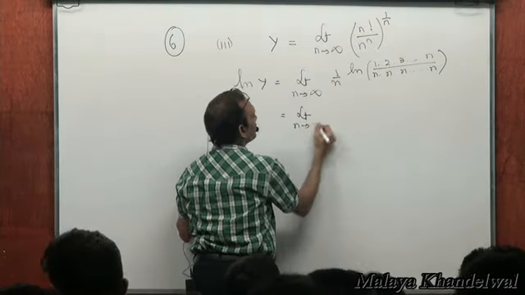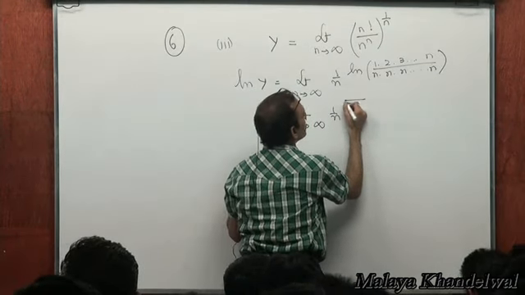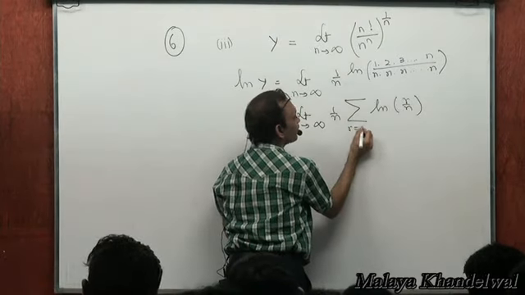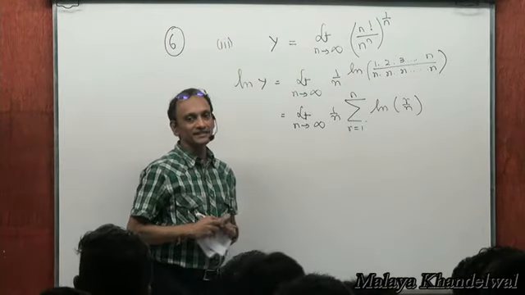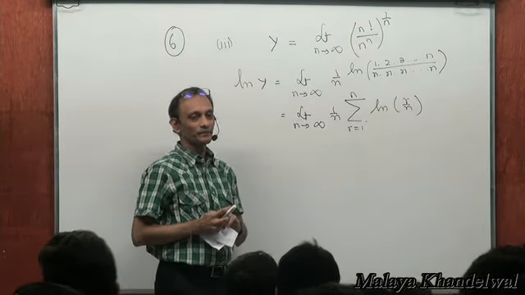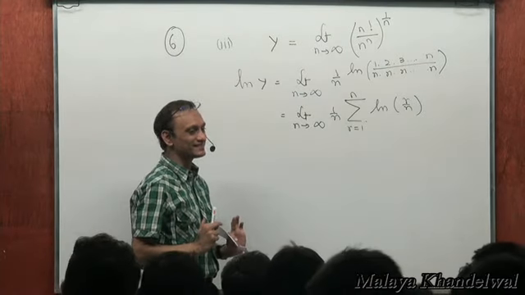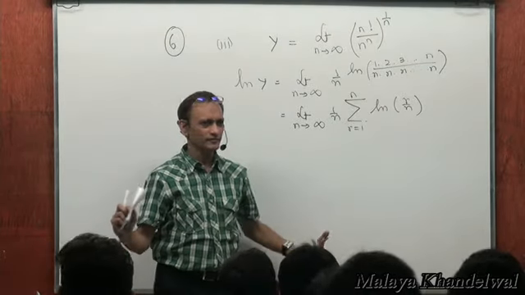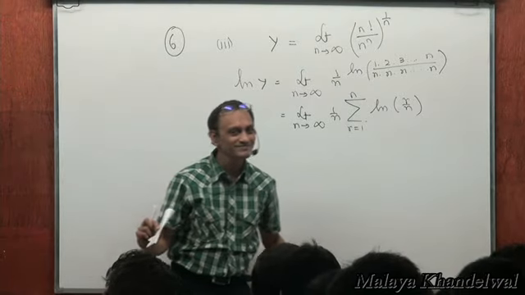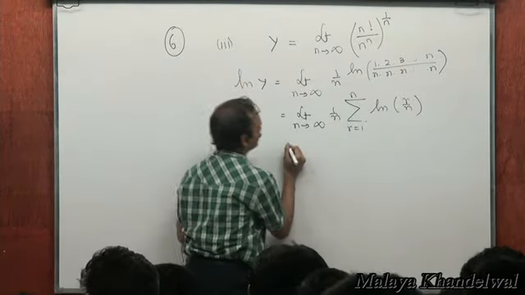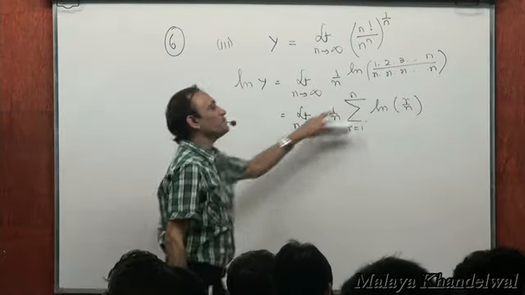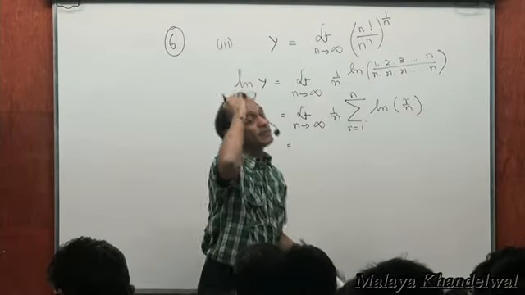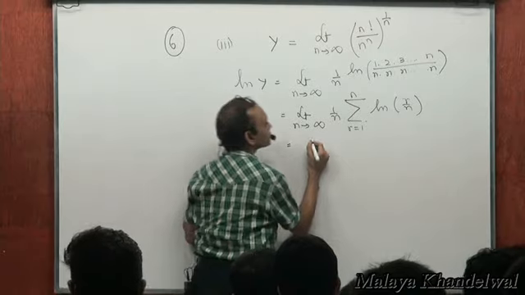Limit n tending to infinity, 1 by n summation log r by n. R varies from 1 to n. Is it not this? And everything is in place. 1 by n summation f of r by n, r equal to 1 to n. Beautiful. Exactly the way the doctor prescribed, right? 1 by n to be replaced by dx, r by n to be replaced by x, the summation to be replaced by the integral sign.